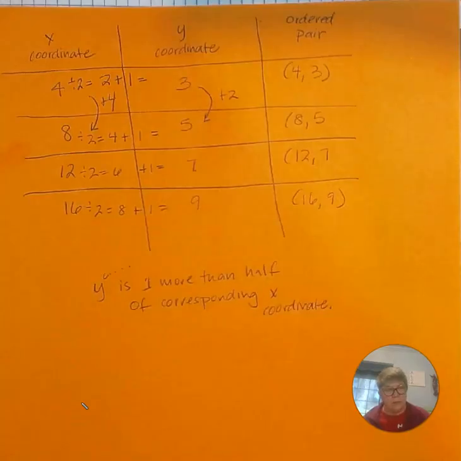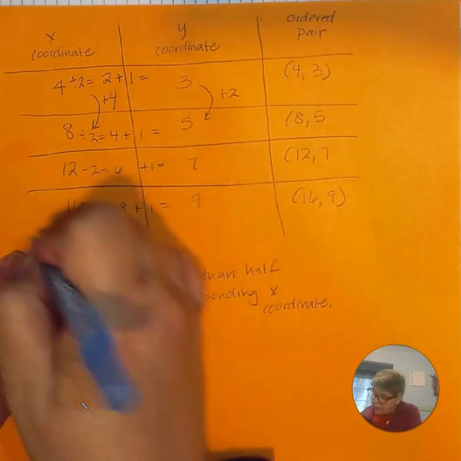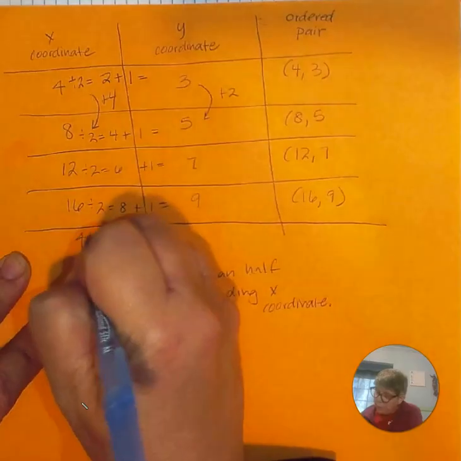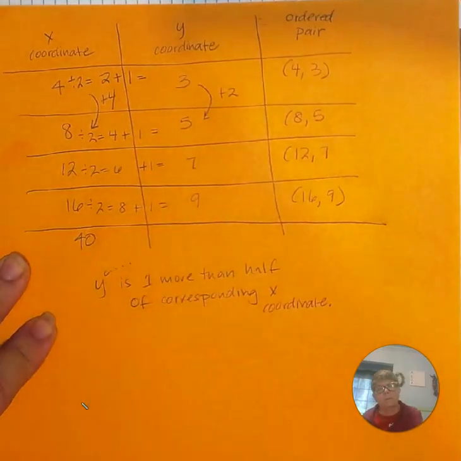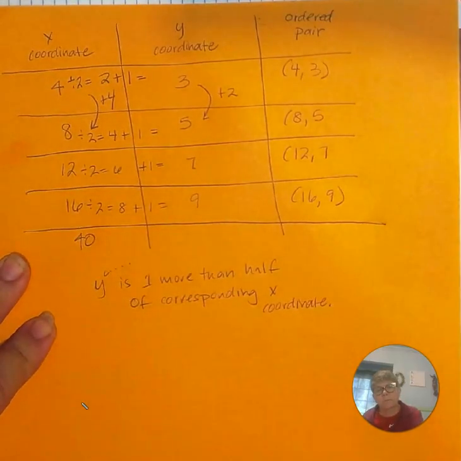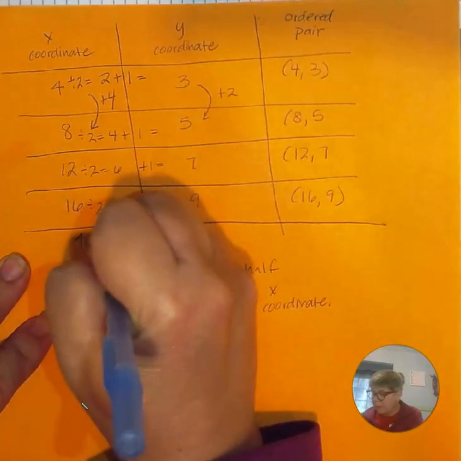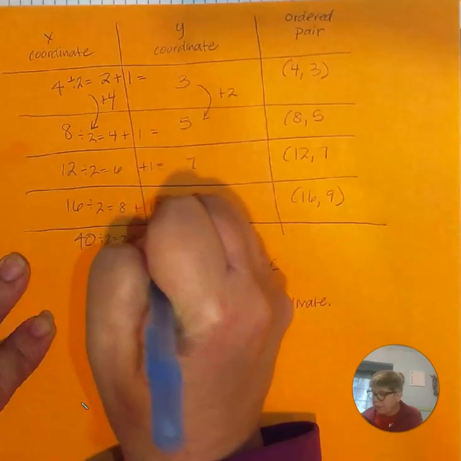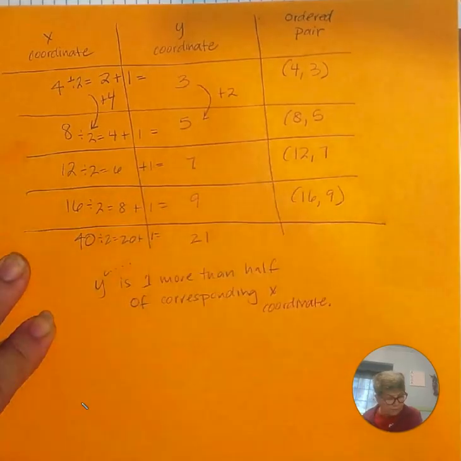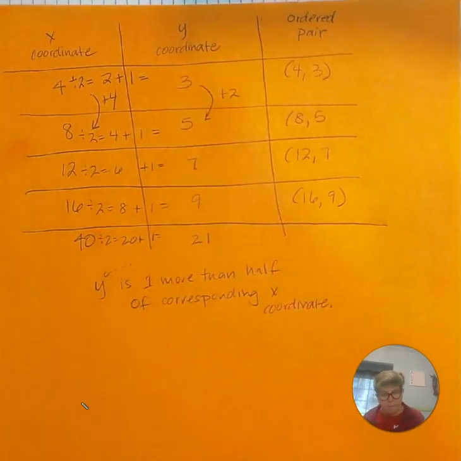If we had another x coordinate that was 40, what would our y coordinate be? Hopefully you're thinking. Divide by 2 equals 20, plus 1 equals 21. Okay? All right, very good.